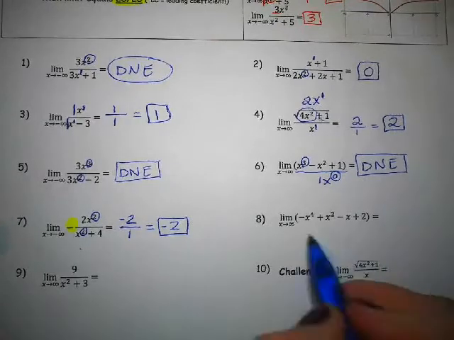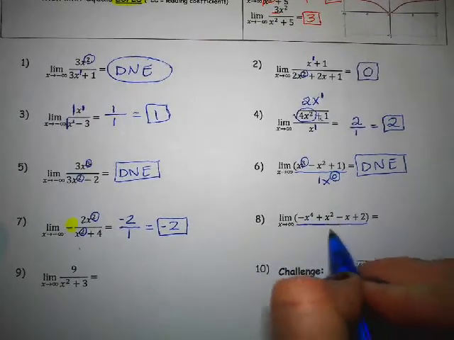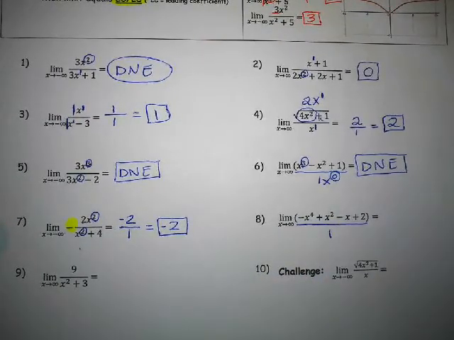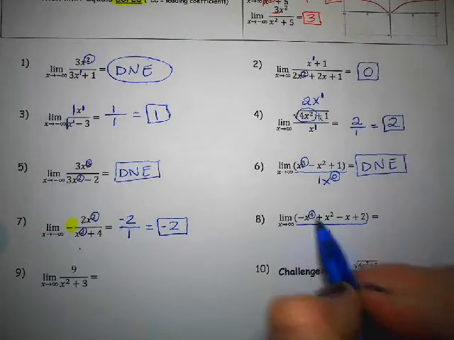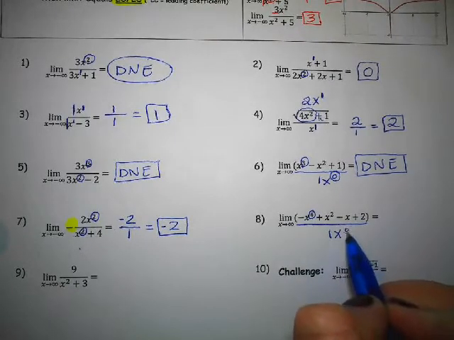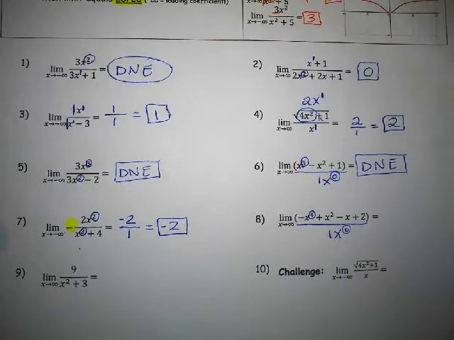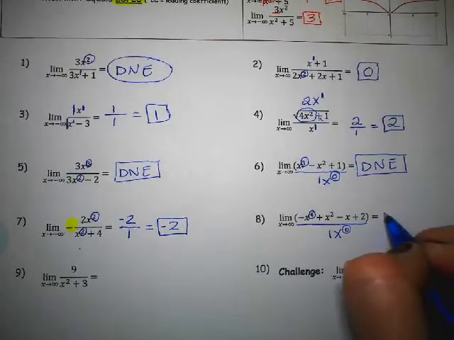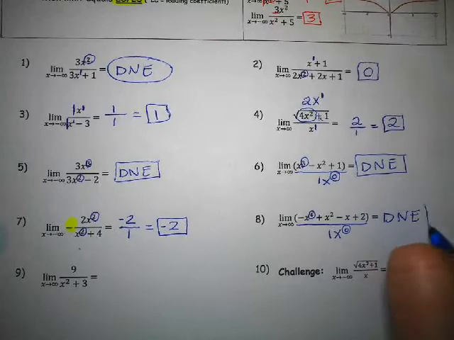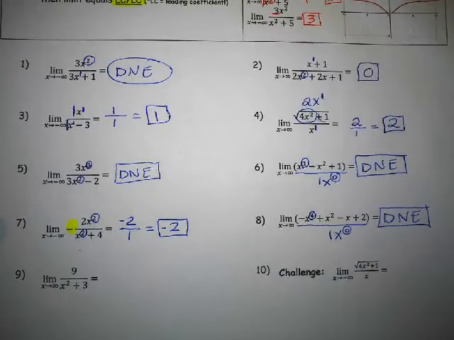Okay, number 8. I see another problem that is not a fraction, so I would put it over top of 1, just like I did the one above it. My degree is 4. My denominator degree is 0. And so the degree of the numerator is larger. It's top heavy. It does not exist.